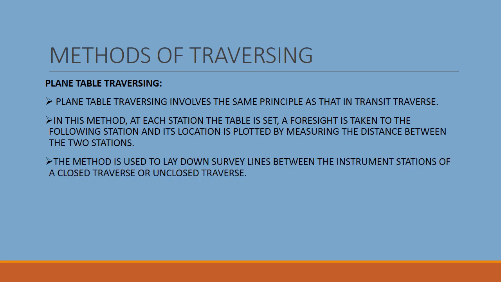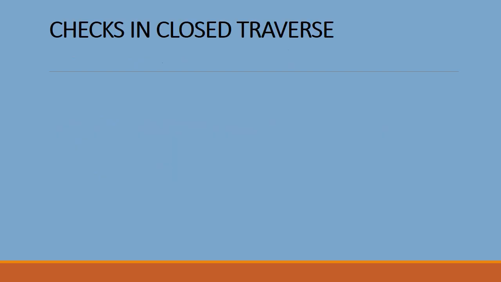The method is used to lay down survey lines between the instrument stations of a closed traverse or an unclosed, or open, traverse. Now let us see what are the various checks that we need to perform in a closed traverse in order to check whether it is satisfying all the properties of the traverse or not.